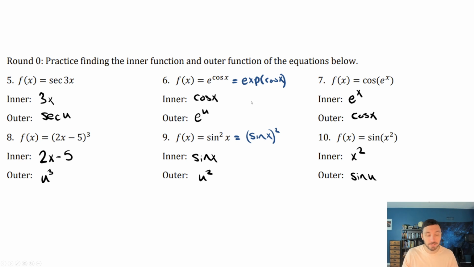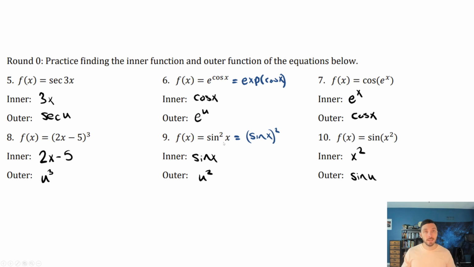and then inside of secant is the 3x. Here, it's a little harder to see with exponentials, so sometimes people write the exponential this way when you have a lot going on up in the power, but the exponential is definitely the outer function, and then the inner function's cosine. So it flip-flops within 7, right? Outer is cosine, and then inner is the e to the x. Looking at 8, we have the cubic on the outside, and then on the inside is the line. So this is kind of like a baseline case.